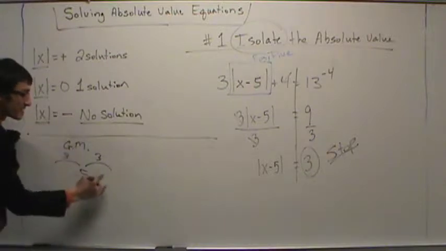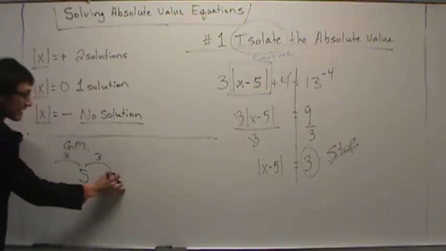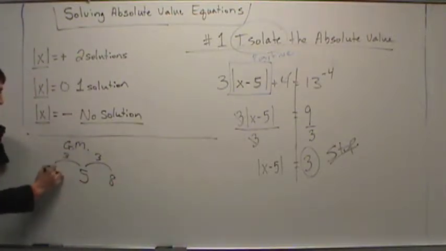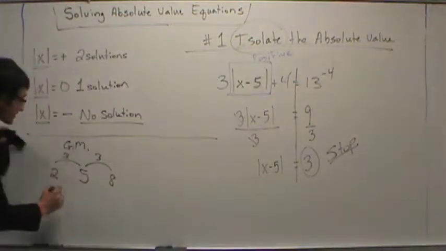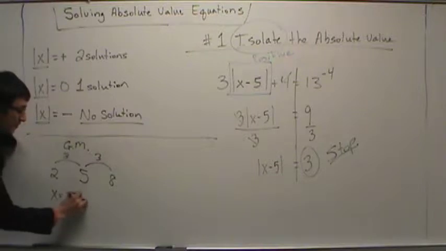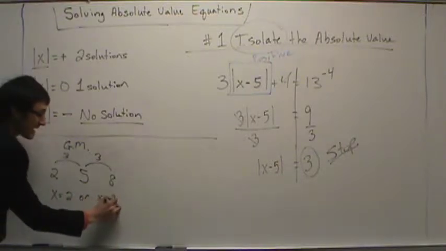Okay, so to go to the right is to add, 5 plus 3 is 8, and to go to the left is to subtract, 5 minus 3 is 2, so we get 2 solutions. Our variable is x, so we have x equals 2 or x equals 8.